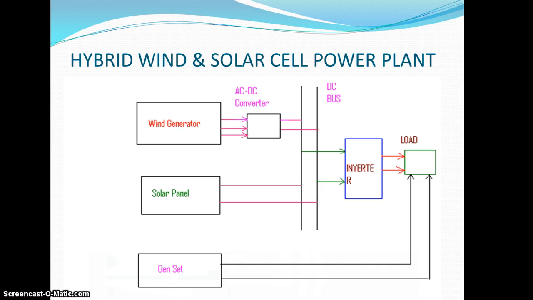Here the resources are the wind generator, solar panel, and also a generator set. In the wind generator system, an AC to DC converter is connected, in which wind energy from AC is converted into DC and given to the common coupling of the DC bus. The solar panel is also directly connected to the DC bus, and in parallel the generator set is connected for auxiliary power supply. From the DC bus, an inverter converts DC to AC, which is given back to the load.